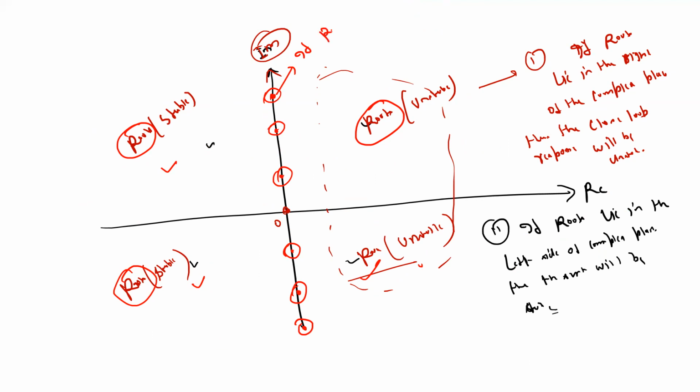So you can write: if roots lie on the imaginary axis, then the system will be marginally stable. This was the case that I discussed with you all.